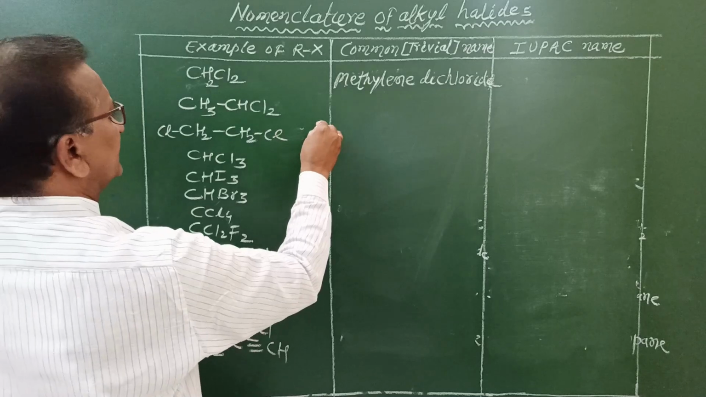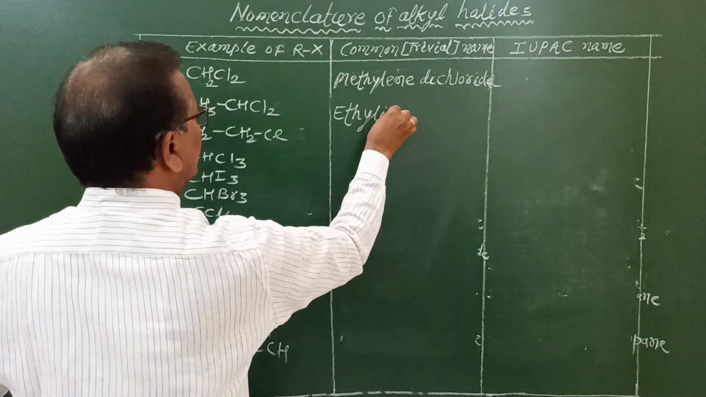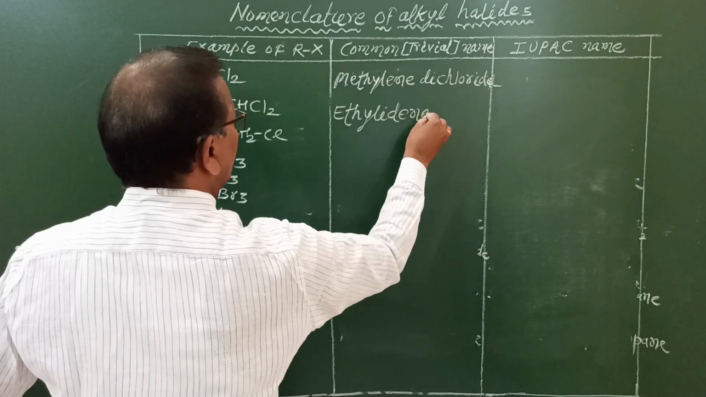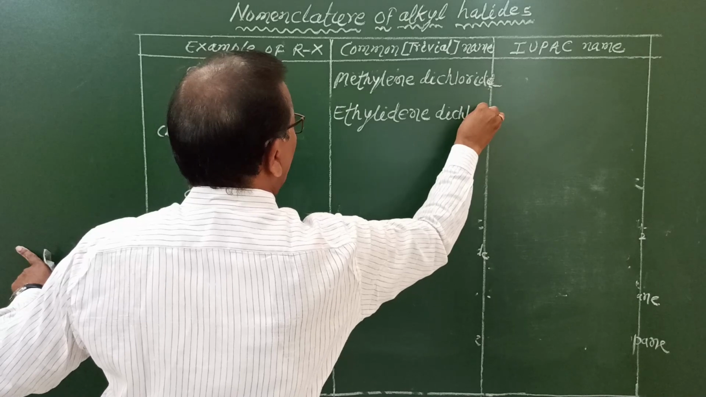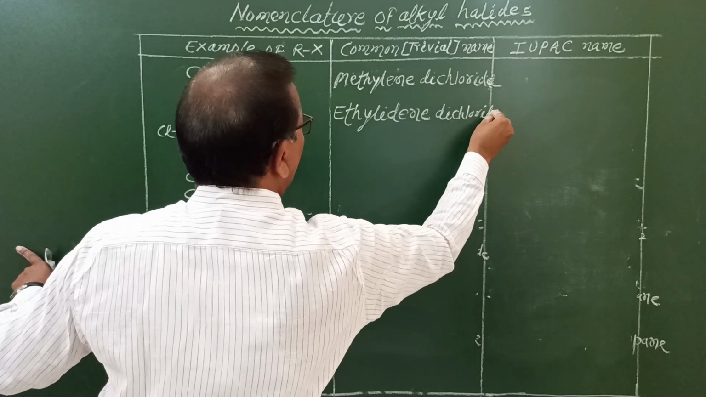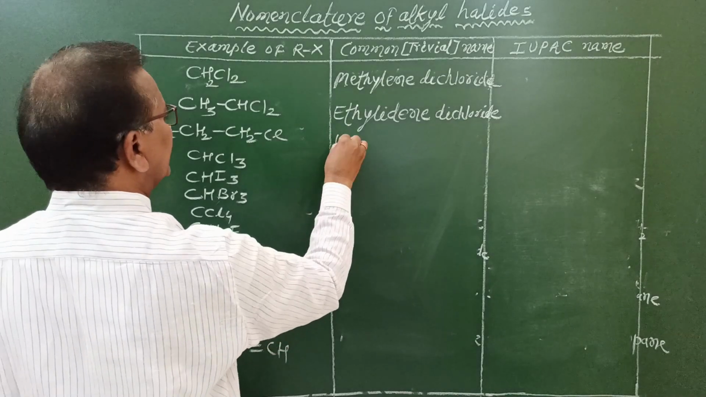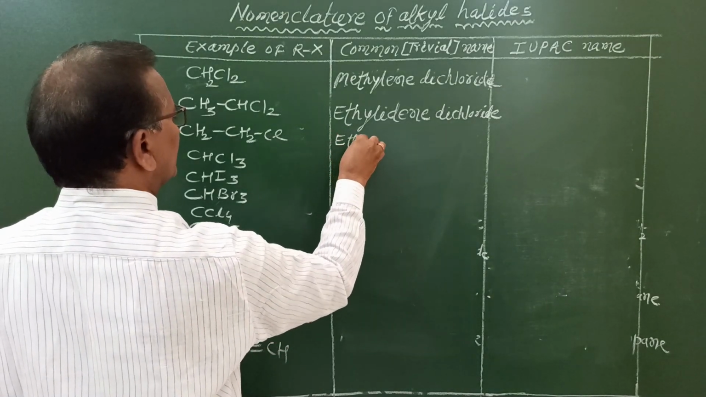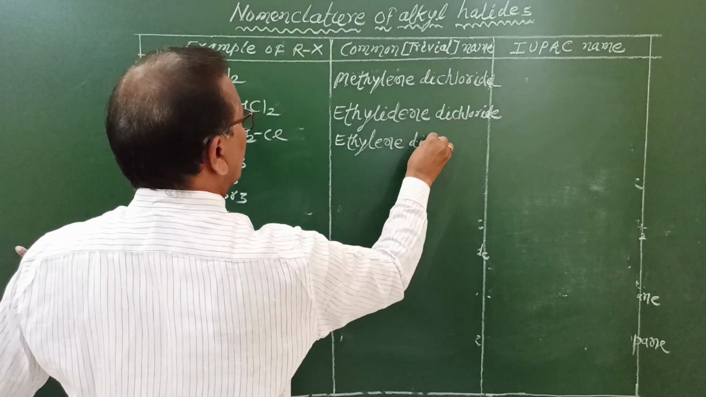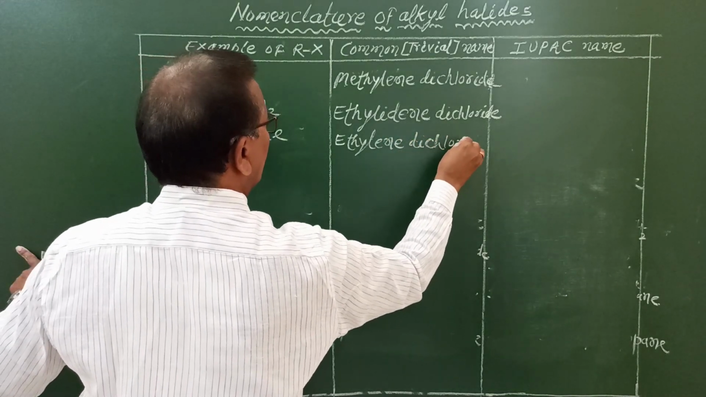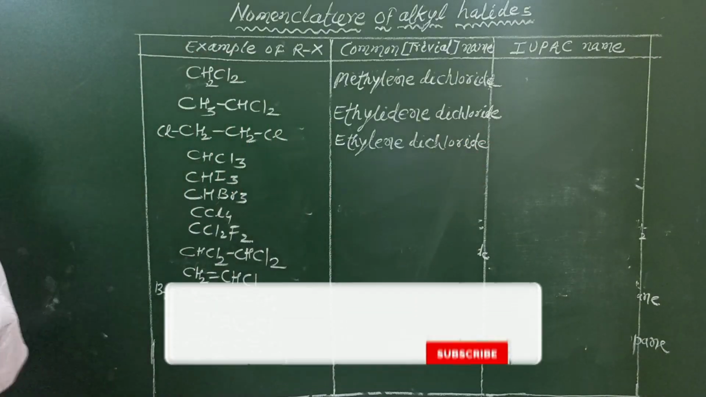Next one is called ethylene dichloride. Next one is also called ethylene dichloride. First two are the examples of geminal dihalides. The third one is the example of a vicinal dihalide.